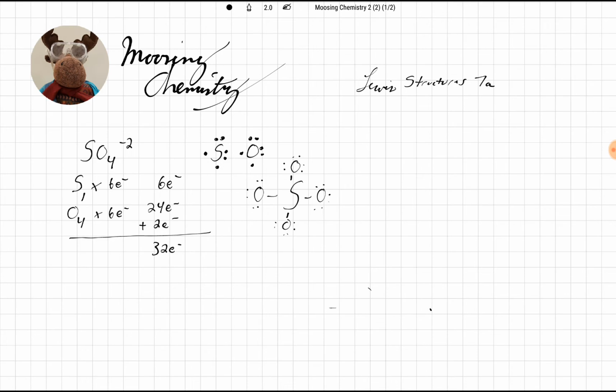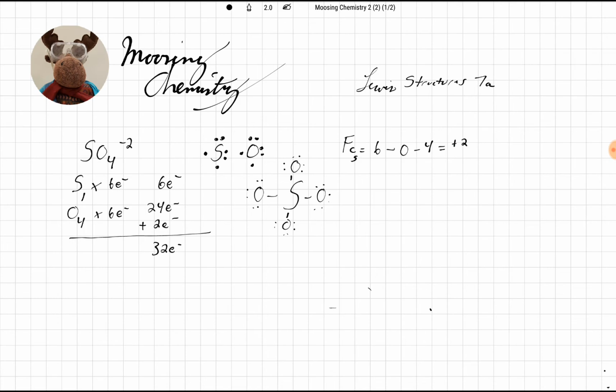Is that the best possible structure? Well, let's look at the formal charge for S. S comes in with 6 valence electrons. It has 0 non-bonding electrons. And we're going to have 4 bonded pairs. That's going to give me a +2 charge.